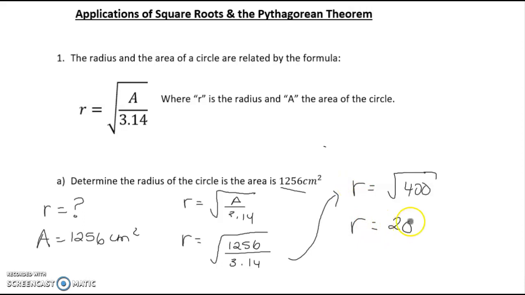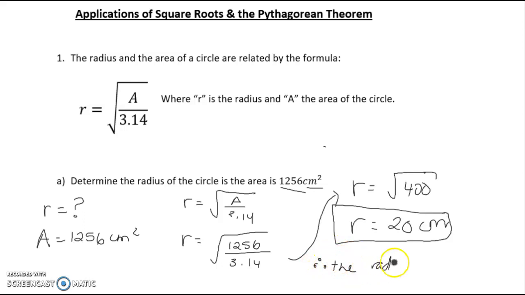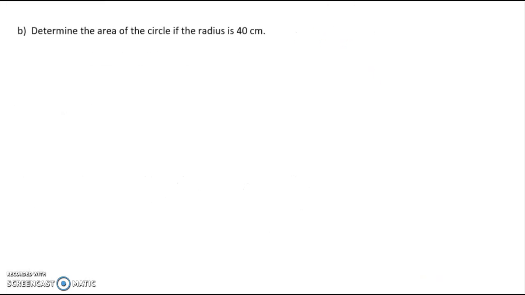So R equals 20, and because we're dealing with centimeters, we put centimeters. And there's our answer. Okay, so because it's a word problem, you have a therefore sentence. So therefore the radius is 20 centimeters. Okay, next one.